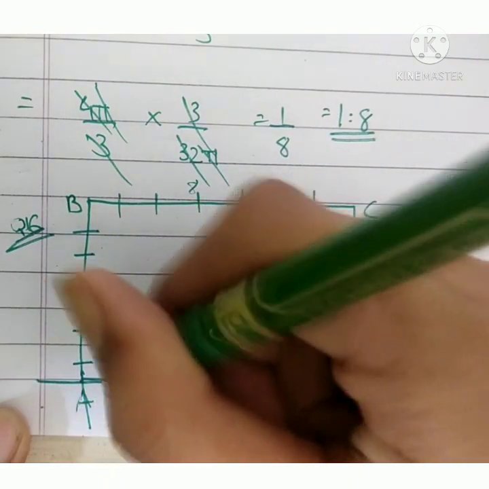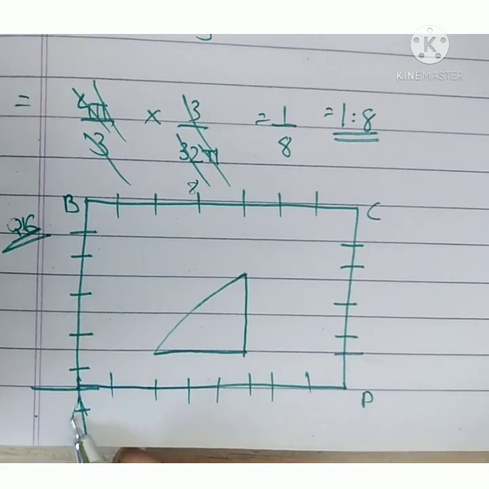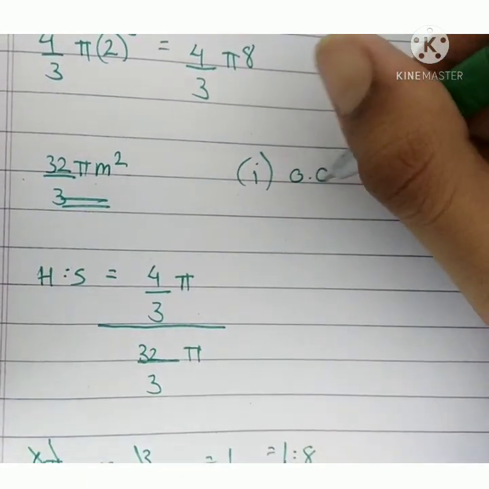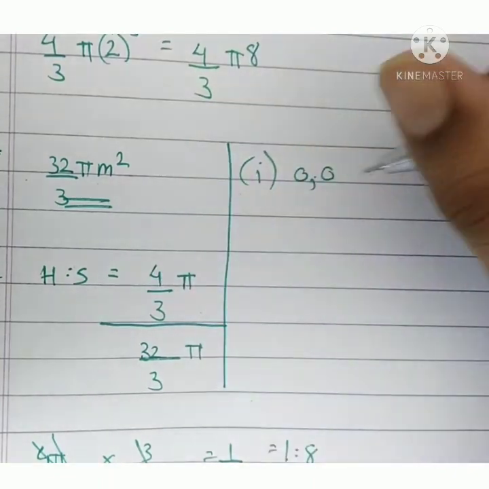is the point 0, 0. So obviously A is the origin, and origin is what? Origin is always 0, 0. So that's it. Question is done. This is the answer.